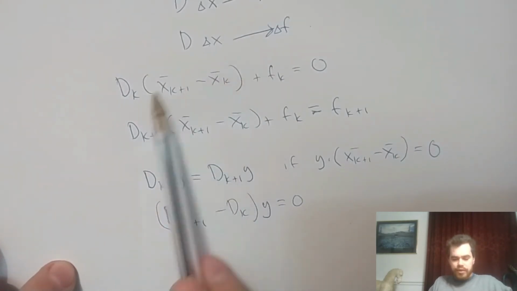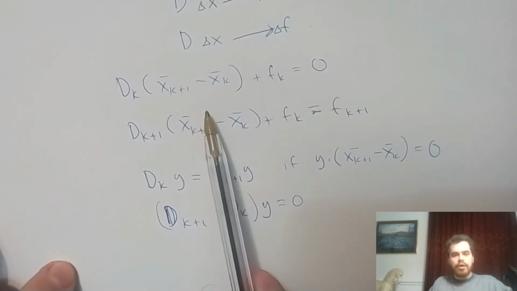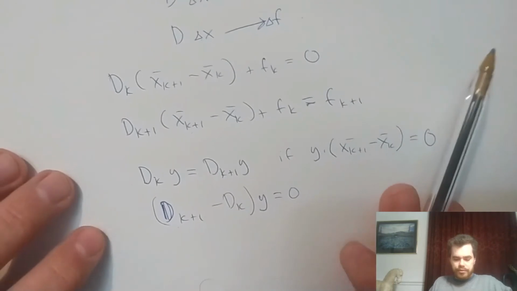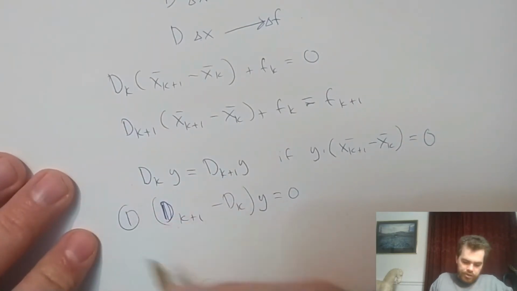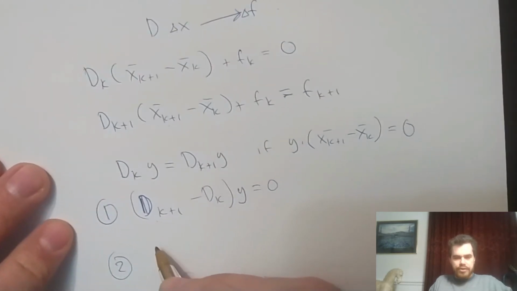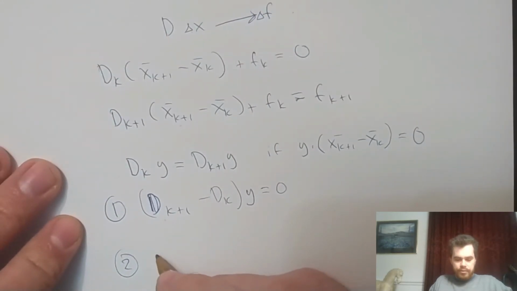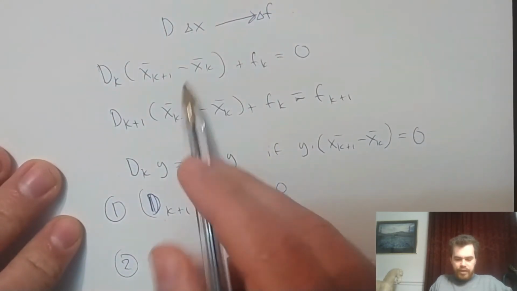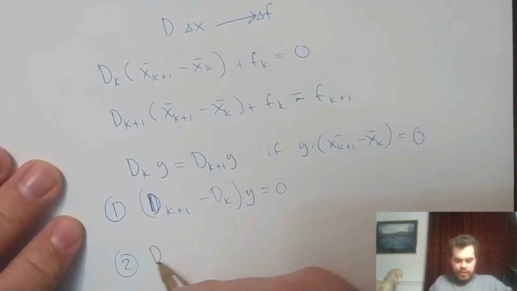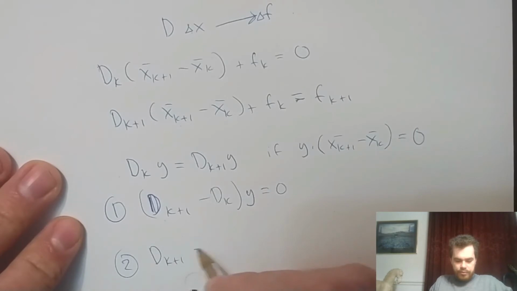And then we can get the same thing up here if we subtract this equation from this equation. So I'm going to put a little 1 here, put a little 2 here. This next equation is going to look like, and again, I'm going to factor out this term. We've got dk plus 1 minus dk.